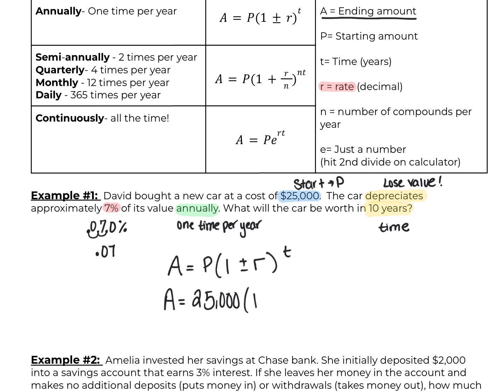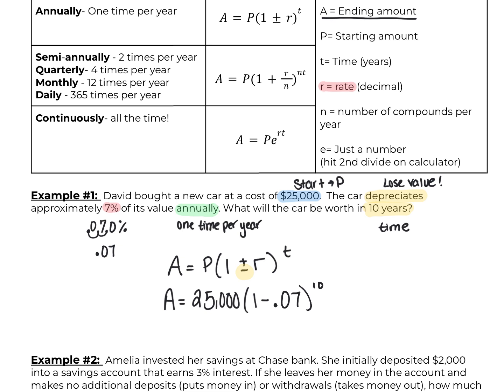Now this plus or minus nonsense. If the car is losing value, we're going to definitely use the minus. If something were gaining value, we would use the plus. So 1 minus my rate R, which is the 0.07, and we want to raise that to the T power, years, which is 10. So take a couple seconds, throw that into the calculator, and hit resume when you're ready for the answer.